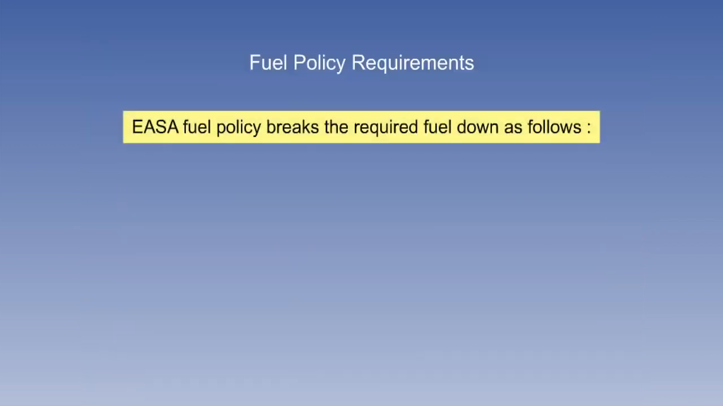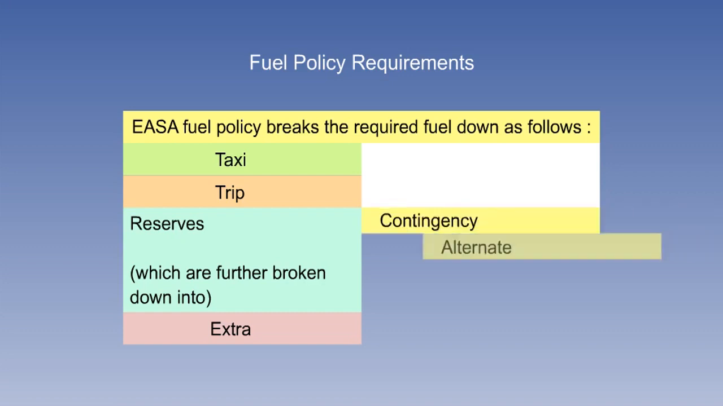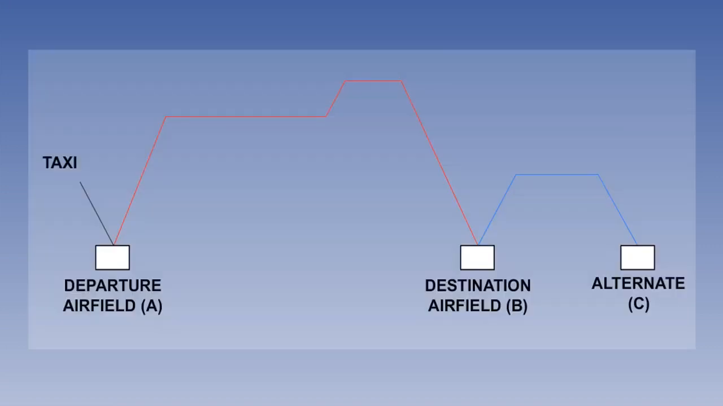Under the EASA fuel policy, fuel is considered under the following headings: taxi, trip, reserves, and extra. Reserve fuel is further subdivided into contingency, alternate, final reserve, and additional. We shall consider each heading separately. Extra fuel will be the subject of a later lesson. We shall consider a flight from departure airfield A to destination airfield B with an alternate airfield at C.